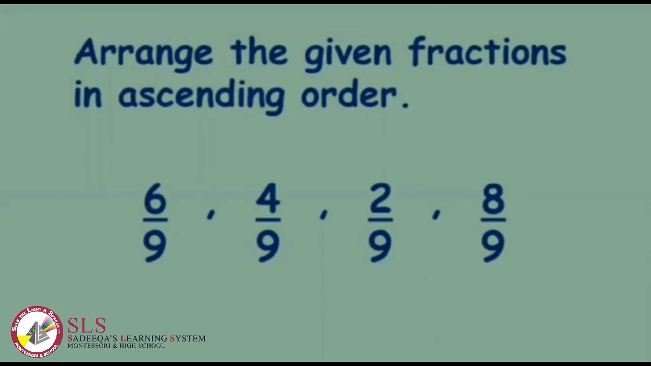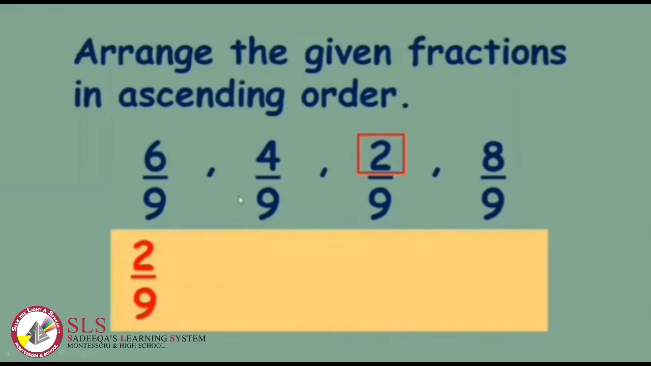Let's do another example. Here also given 4 like fractions. As their denominators are same, now we have to check their numerators to arrange them in ascending order. Like 6 by 9, 4 by 9, 2 by 9, and 8 by 9. So the denominator of all these fractions is same, and that is 9. Now let's arrange them in ascending order.